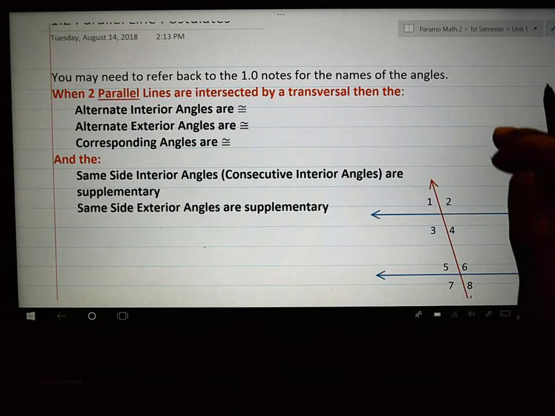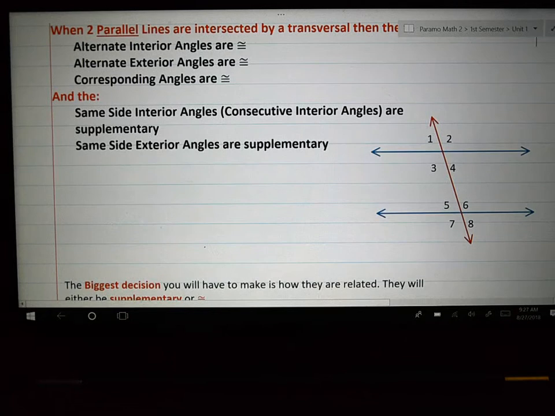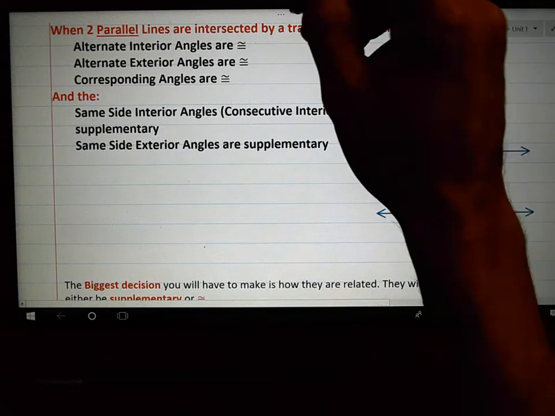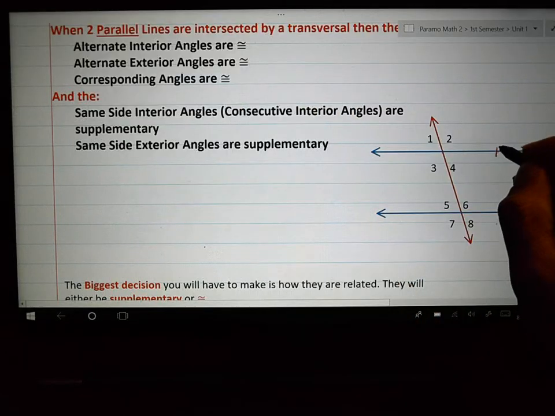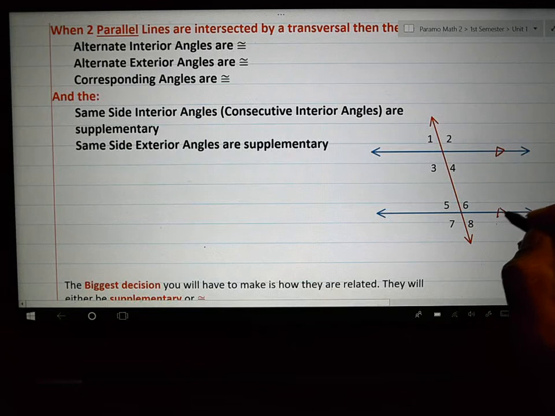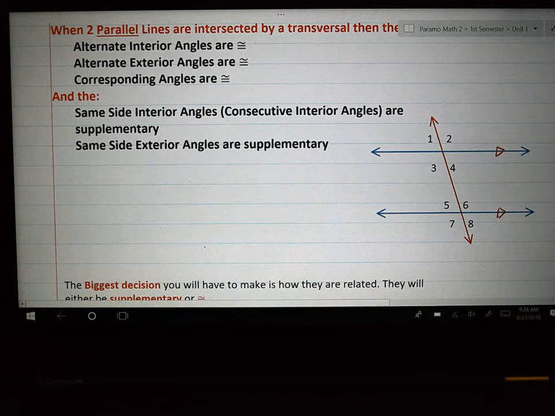The way your worksheet will let you know that they're parallel, they will tell you these are parallel, or they're going to have a symbol. And I'm going to show you what that symbol looks like. It looks like this sometimes. They'll have a little arrow and a little arrow. This arrow pointing to the right and this arrow pointing to the right means that these two blue lines are parallel.